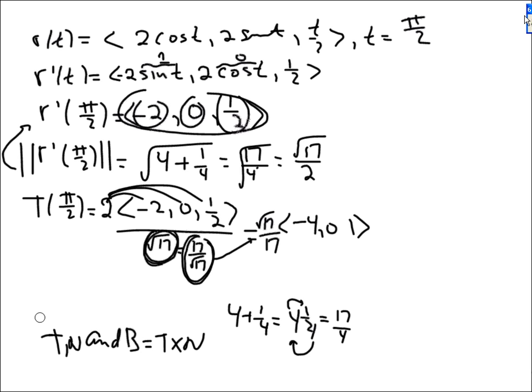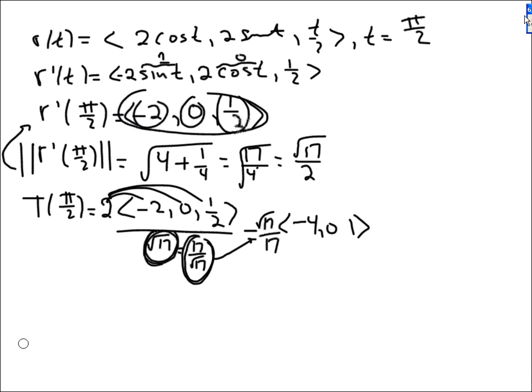Now we want to find N. Now, the problem here is we need to find T prime of pi over 2. But first we need T prime of t, which actually we don't have. So I need T of t.